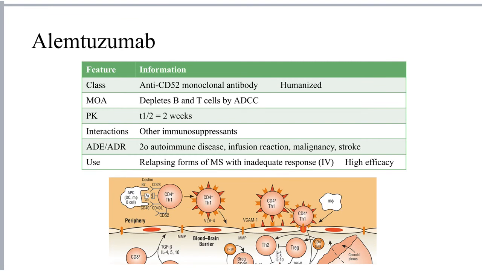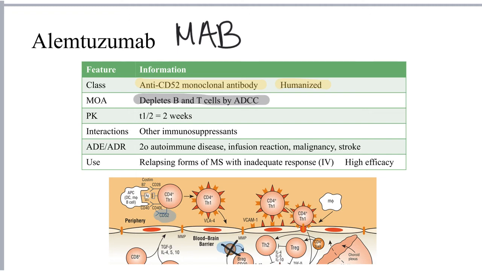The next monoclonal antibody on the list is alemtuzumab. This is again a humanized monoclonal antibody that is directed against the CD52 protein. CD52 is a protein that is found on the surface of both B and T cells. And the alemtuzumab binding to CD52 results in the depletion of both B and T cells by antibody-dependent cellular cytotoxicity, or ADCC.